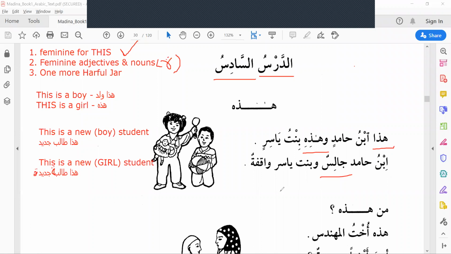So, Bintu Yasirin waqifatun. If you put the ta, then it will become a feminine adjective, feminine noun. Yasir's daughter is standing. Ibnu Hamidin jalisun. Hamid's son is sitting and Yasir's daughter is standing. Wa bintu Yasirin waqifatun.